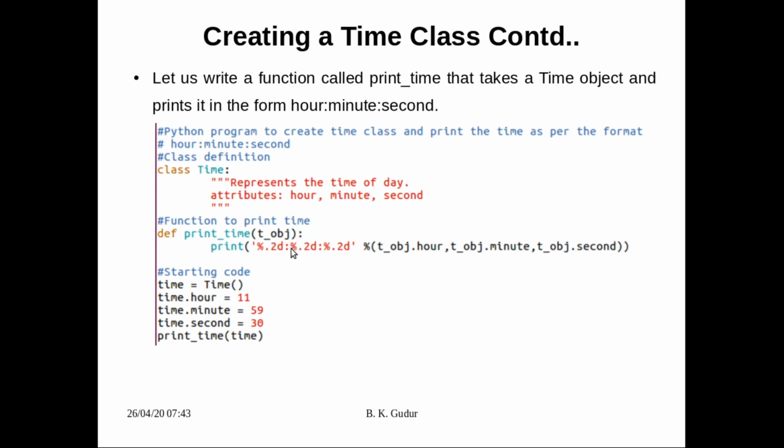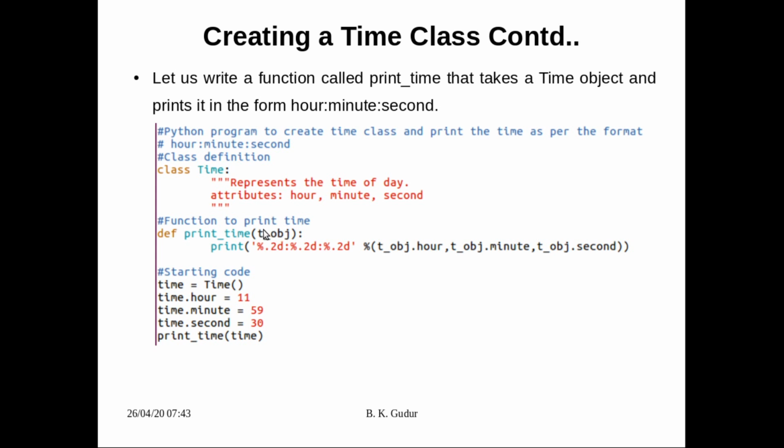Now look at this print statement. If I want to print the time, for example I might have given an hour as 8, 29 minutes and 3 seconds, but while printing I want everything as a 2-digit number. For that purpose we should write %.2d : %.2d : %.2d, so that even if the integer has 1 digit it will be printed as 2 digits, like 3 will be printed as 03 or 8 will be printed as 08.